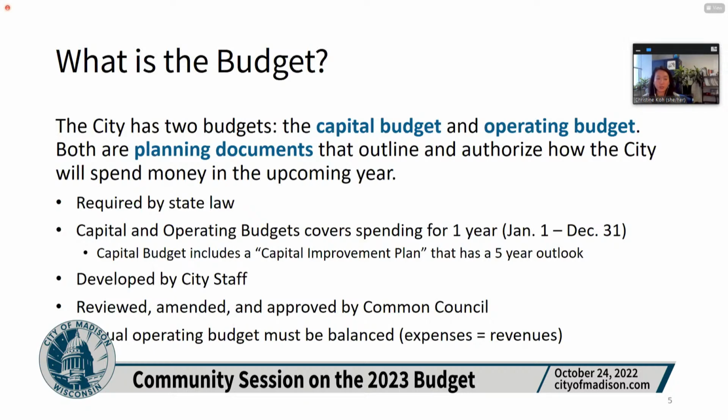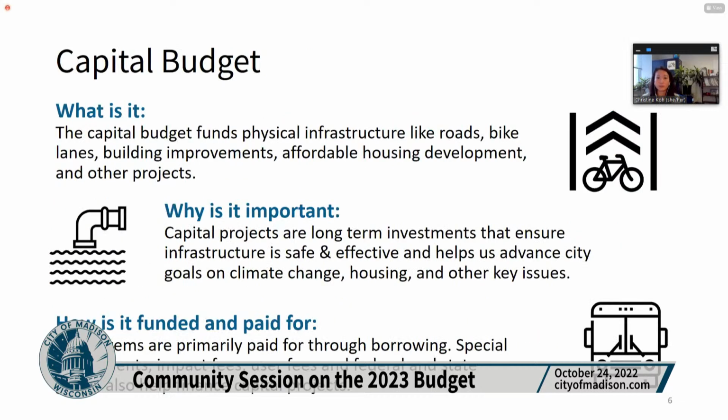And the budget that we've presented to the public so far is the executive budget that's been introduced by the mayor. And that executive budget is ultimately reviewed, amended, and approved by the Common Council, who are the city's elected legislative body. And one final point is that the annual operating budget must be balanced, which means our expenses, what we spend, can't exceed how much we bring in through revenues.